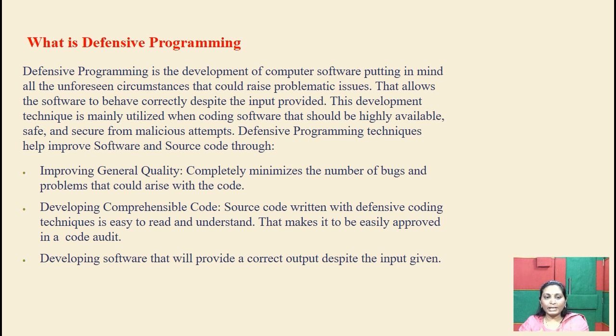Second, developing comprehensible code, which means source code written with defensive coding techniques is easy to read and understand. That makes it easily approved in a code audit. If the source code is developed by a developer, that source code must be easy to read and understand, so that it can be easily approved in a code audit.